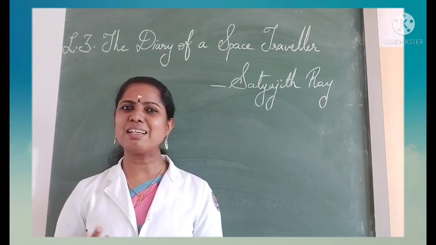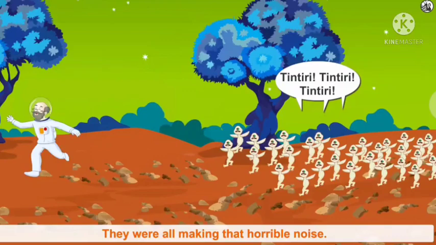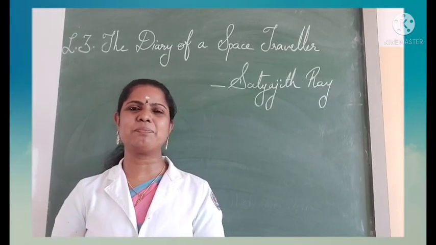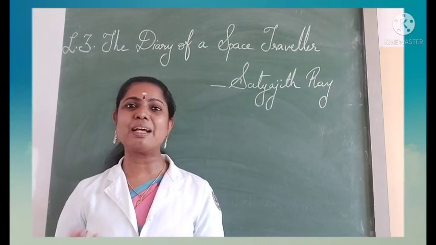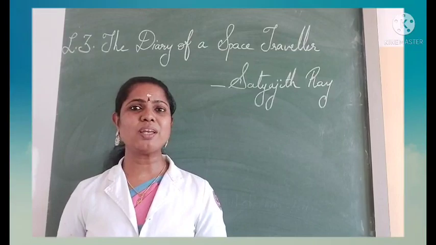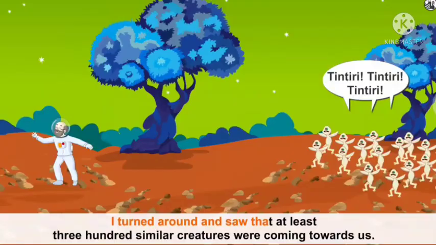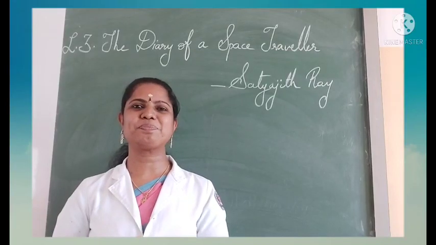How was that noise? Tintry, tintry, tintry. So he heard that strange noise, just like the crickets chirping. Crickets is a type of insect, okay? Just like crickets chirping, he heard that sound again. So when he turned around, what did he see, children? Not just one Martian creature, but 300. 300 Martian creatures were following them.